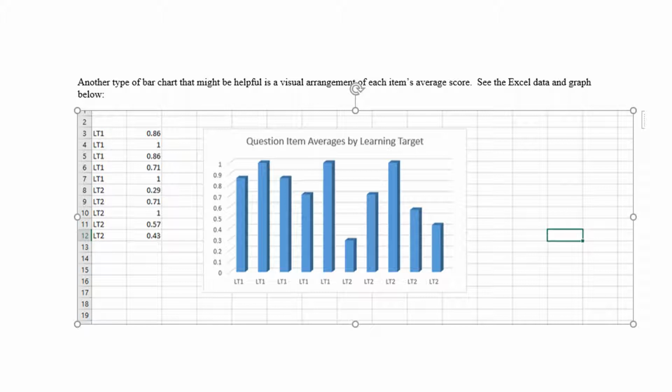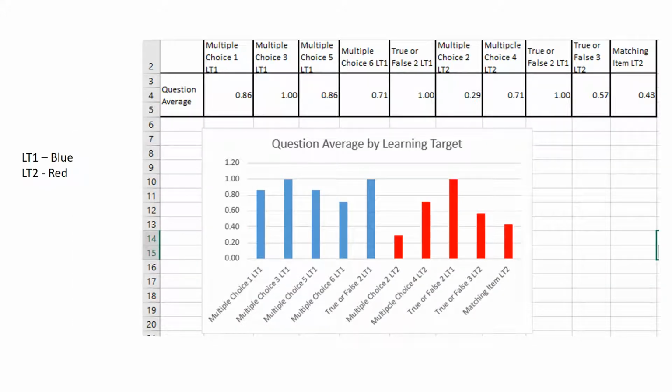So if you're going to choose this, what you might want to do is not put the items in order of numbers, like the way they appear in the table, but to group all the items that go with a particular learning target together. Here's a similar chart where I've arranged it by question average. This time though, I've put learning target 1 in blue, learning target 2 in red, which helps me to visually distinguish between the two.